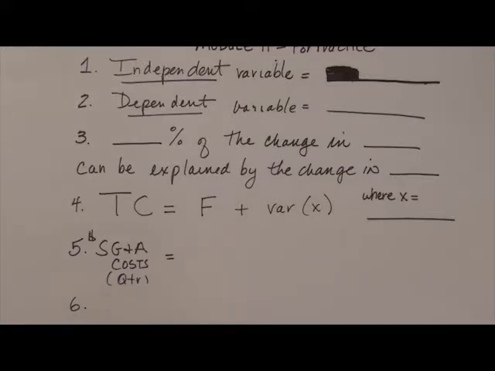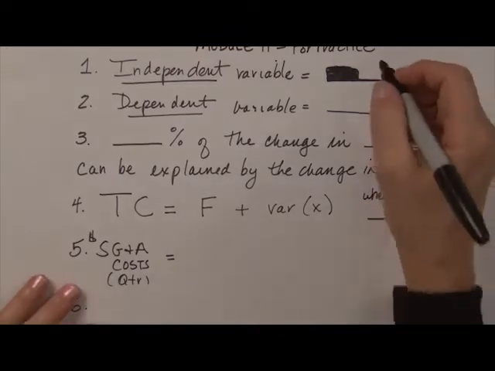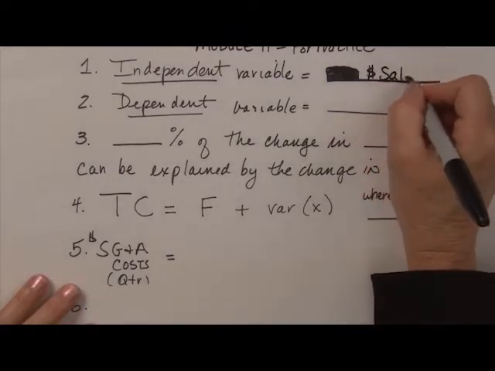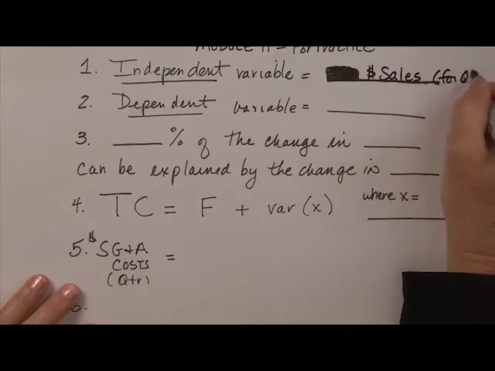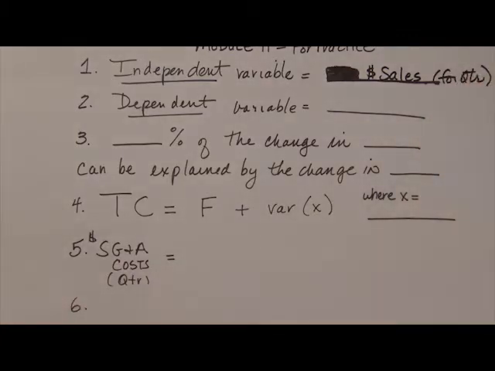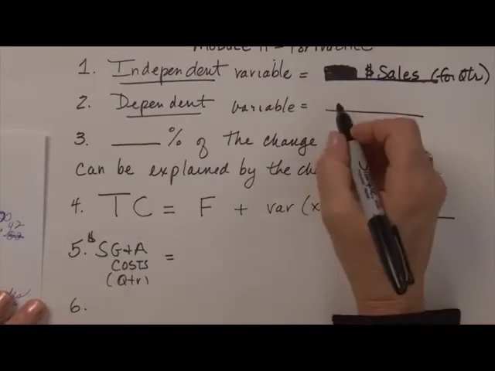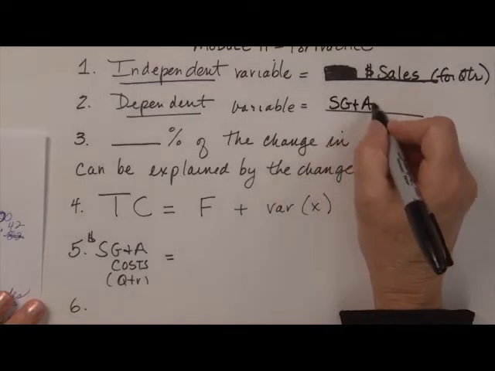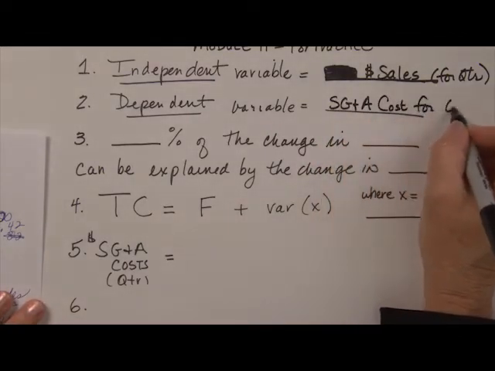As you will recall, when we studied Module 11, we were studying cost estimation and using regression analysis to come up with a total cost formula. So these 7 questions are going to relate to that, and we began by identifying the independent variable in this situation. This would be the dollar sales for the quarter. The dependent variable would be what it is we're trying to estimate or predict, and this would be SG&A cost for the quarter.